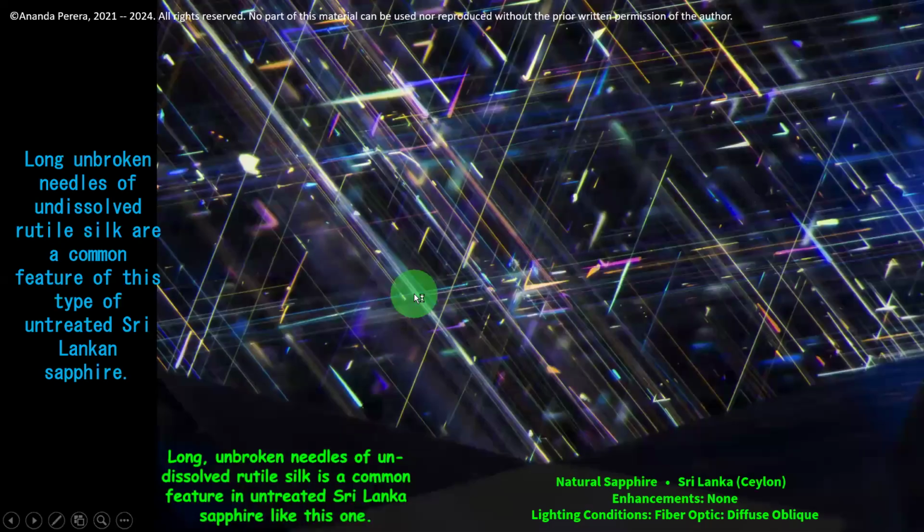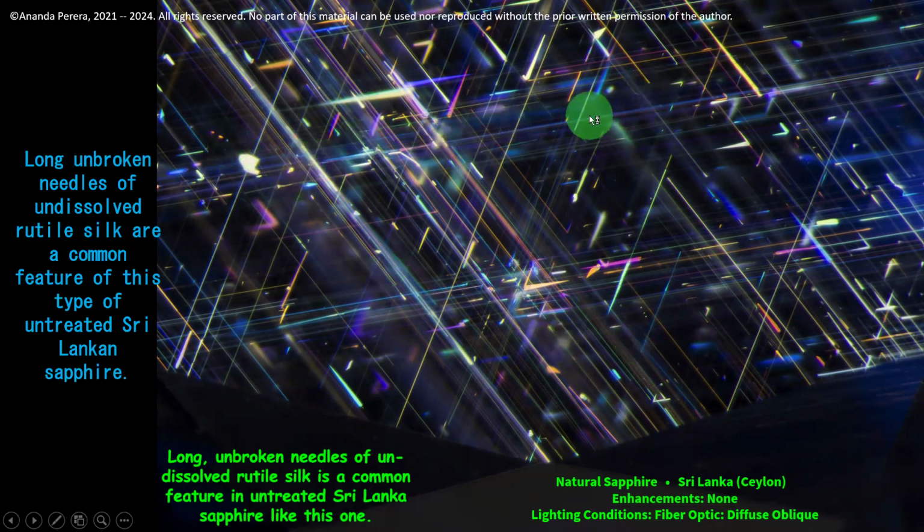When we go there, we can see this. It is very nice. Sometimes we can see these kinds of inclusions without any loupe also. It is natural Sri Lankan sapphire. Lighting condition is fiber optic diffuse oblique.